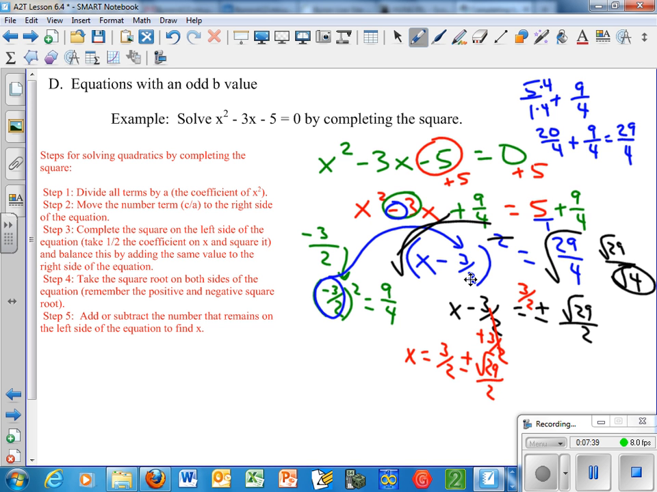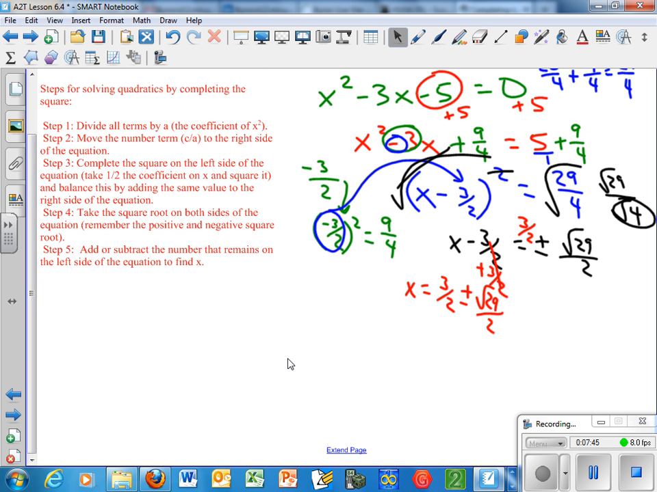All right, down to the roots and how you want to write this, your final answer. So these are irrational because we have a square root left in our answer. I'm going to have 3 halves plus square root 29 over 2. And I'm going to have 3 halves minus square root 29 over 2.